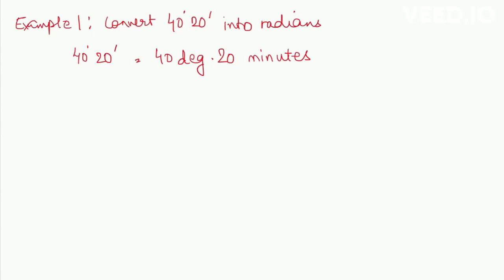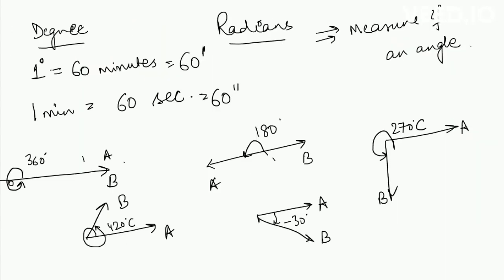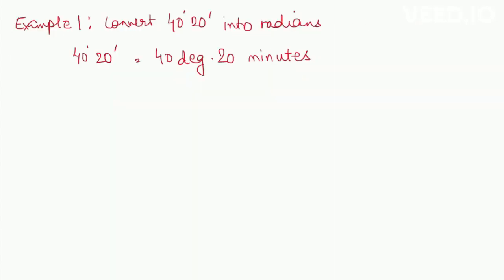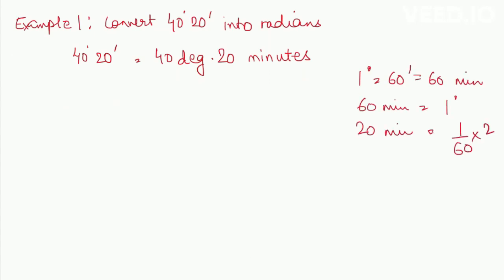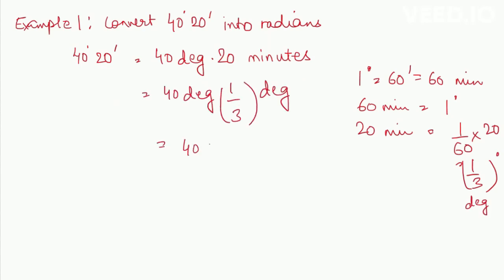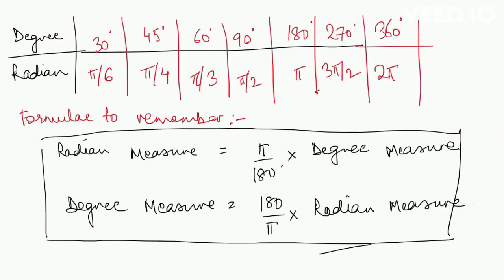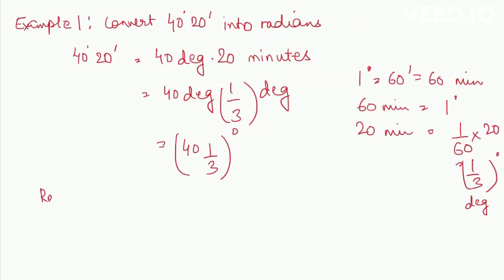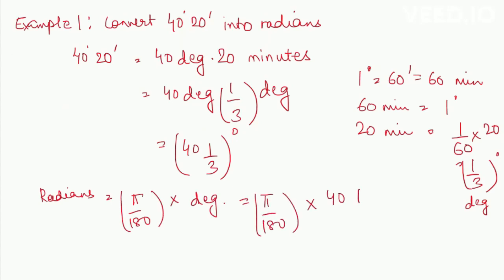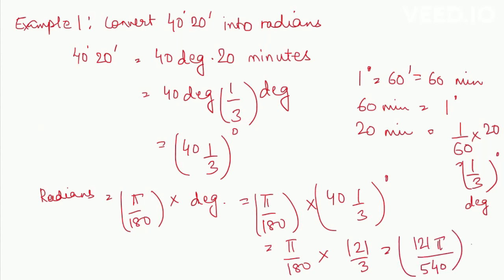So heading towards example number 1, here we are converting degrees into radians. So 40 degrees 20 minutes can be converted into radians like this. So 20 minutes has been converted into degrees. If you see, 20 minutes is 20 by 60, 1 by 3rd degree. So if you want the radians, we have already studied that it is pi by 180 into degrees. So do the calculation and get this.